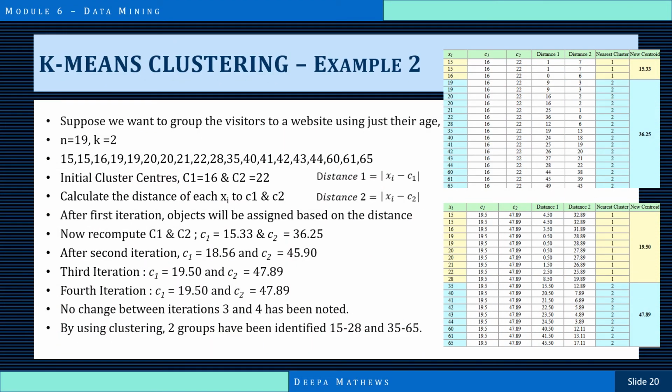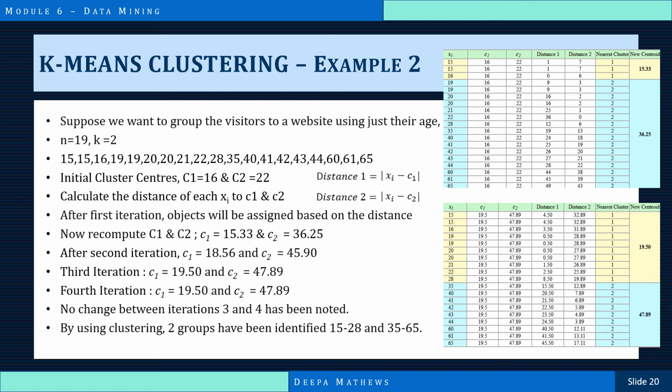Suppose we want to group the visitors to a website using their age. We are given 19 visitors and the k value is given as 2. That is, we are grouping the visitors into 2. So we are given 19 visitors' age values. Among these 19 age values, we are selecting 2 values as the initial cluster centers. So C1 is equal to 16 and C2 is equal to 22, arbitrarily selected.